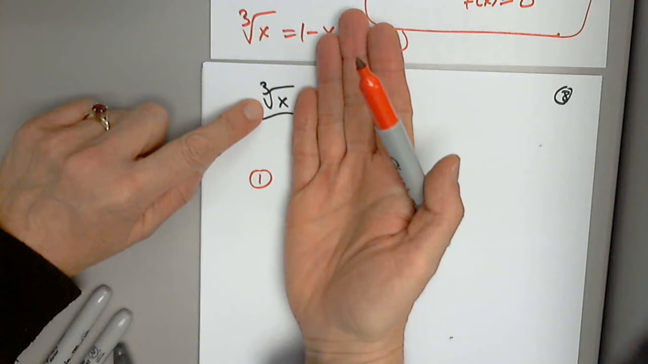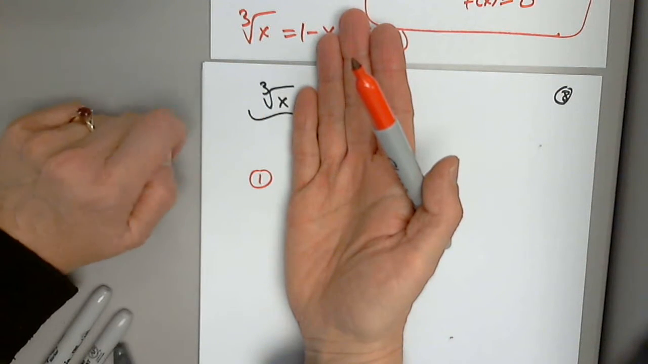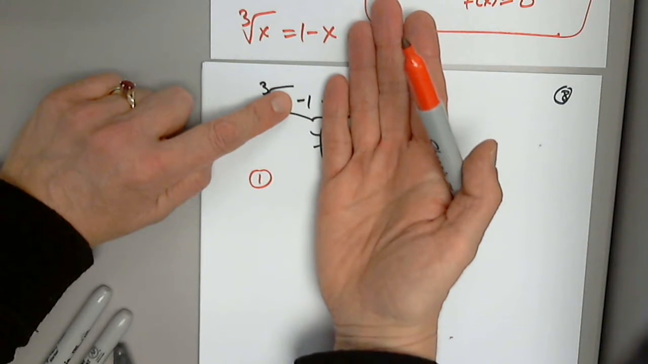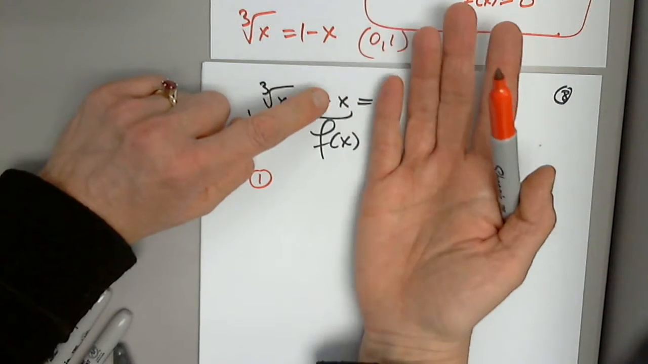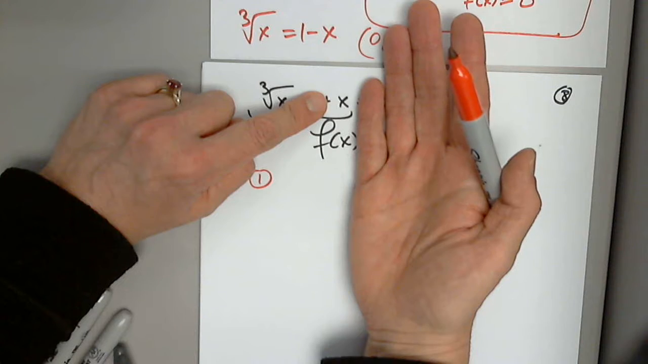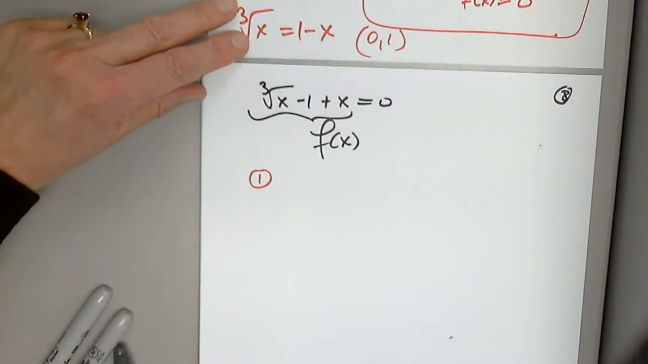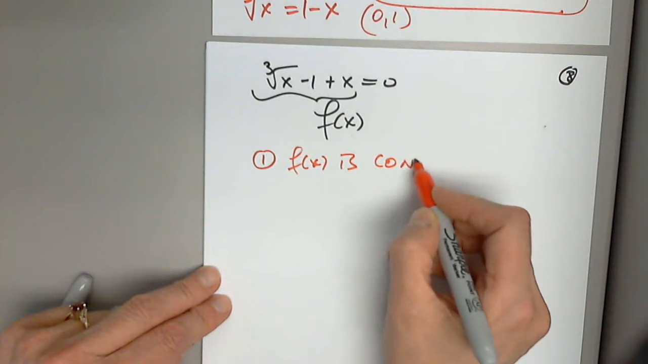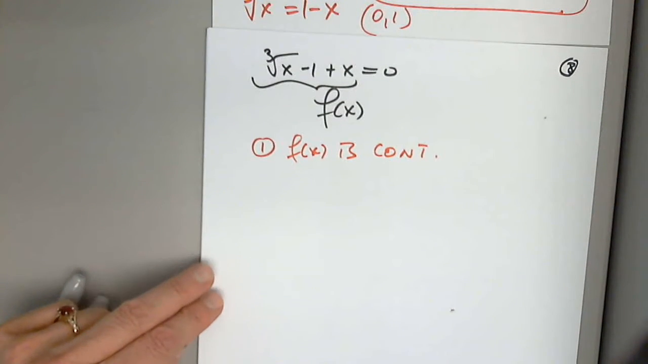The cube root is continuous everywhere. I'm going to add a theorem just now. The cube root is continuous everywhere. Minus 1 is a horizontal line, and x is continuous everywhere as being a polynomial. So we know now that f of x is continuous, and I am going to quote a theorem.